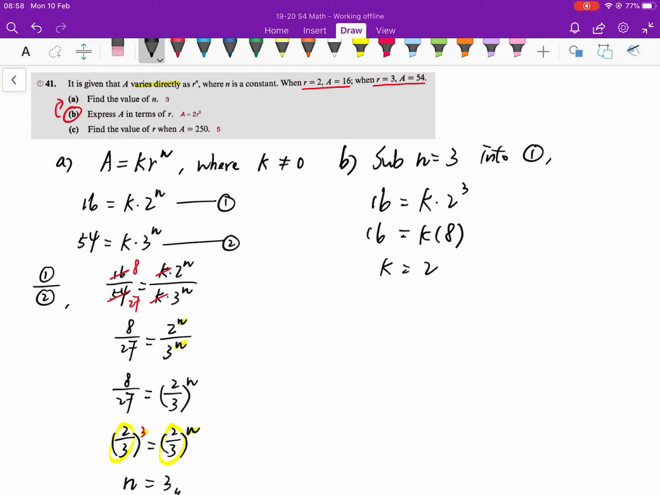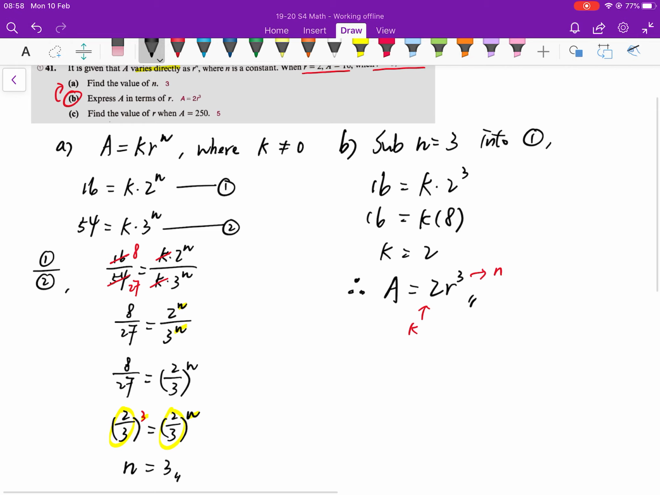Don't forget, after we calculate k, we have to write it back into the equation. A equals 2 times r to the power 3. This is k and this is n, and both values we have already found, so we can use them.